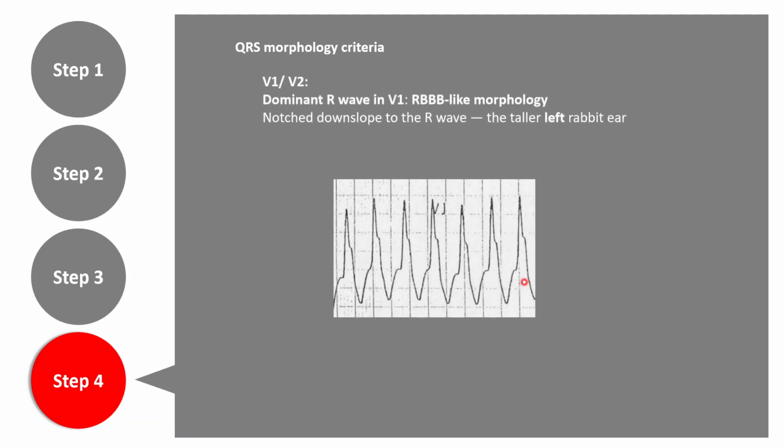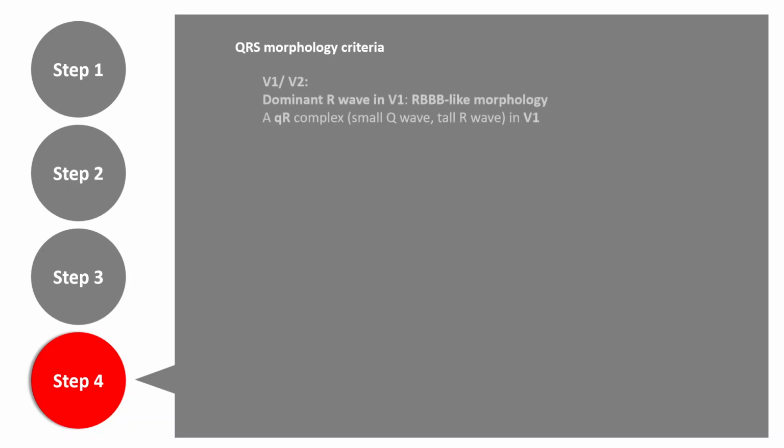So one of the things that can be quite interesting is that if you find in V1 or V2 a wide QRS complex with predominant R wave like this one, and there is something called a left rabbit ear. So if you consider a big R followed by a notch and the small r, it looks like a rabbit ear. When the left rabbit ear is taller than the right one, highly likely to be VT if this left rabbit ear is present.